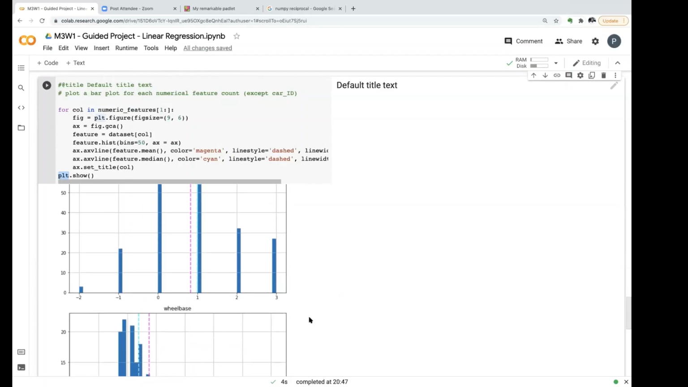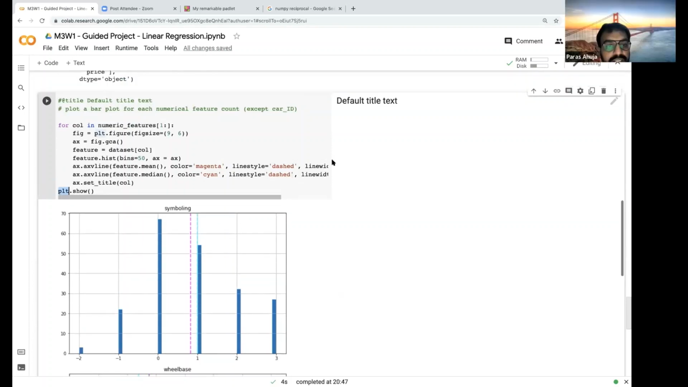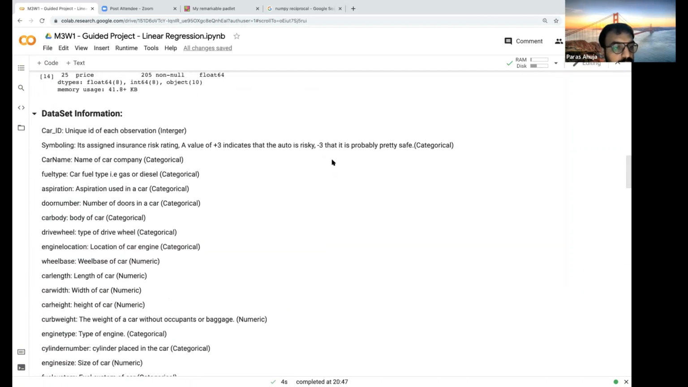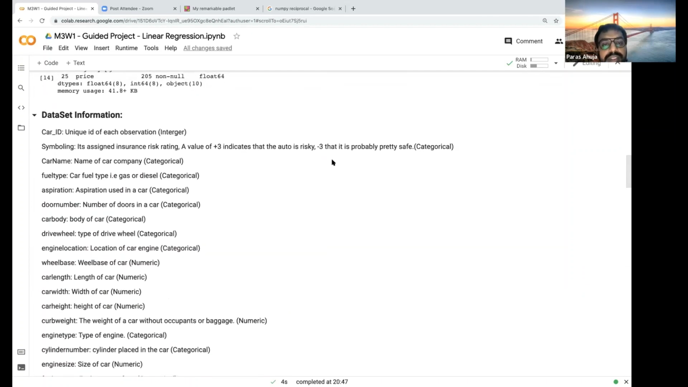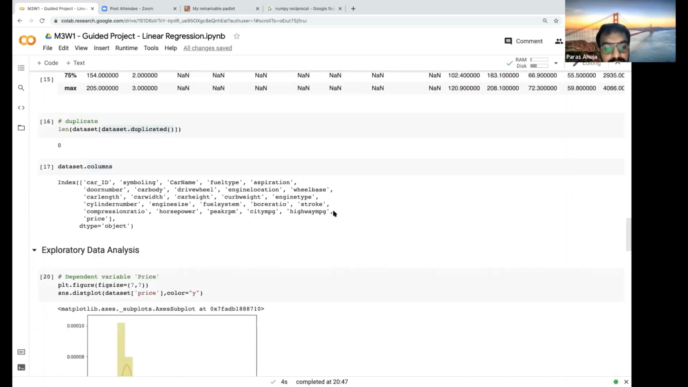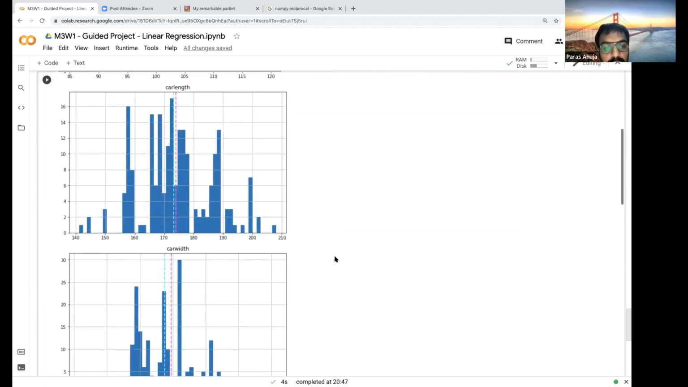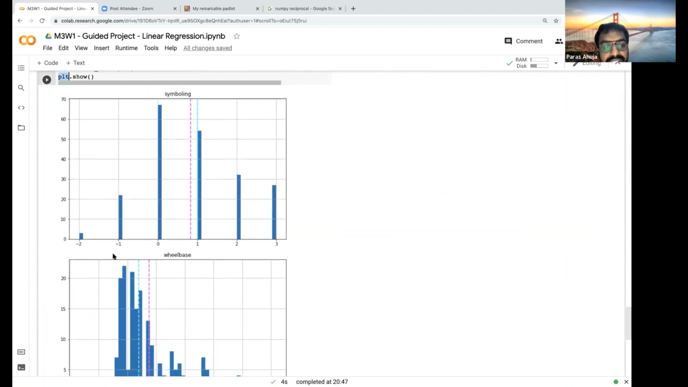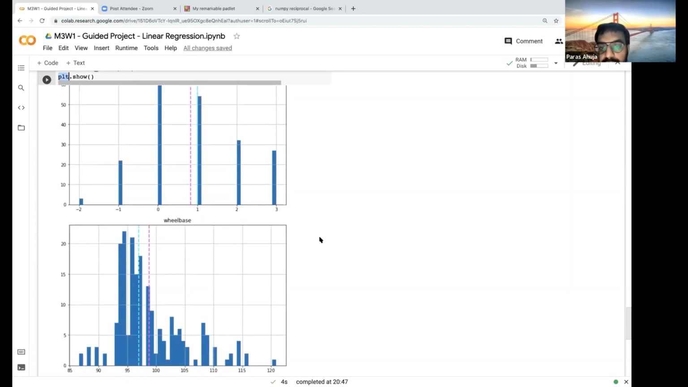Yes, yes. Right. So -2 means very less. Let's see what the definition is again. So symbolic +3 means auto is risky. So positive means risky. So as we go from -2 to 3, our risk level increases, right? But if we keep all of them as categories, then we will be losing out on that information. That risk increases from -2 to 3. Is it clear to everyone?